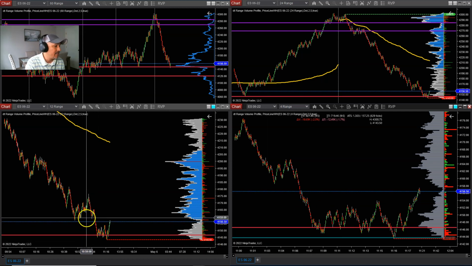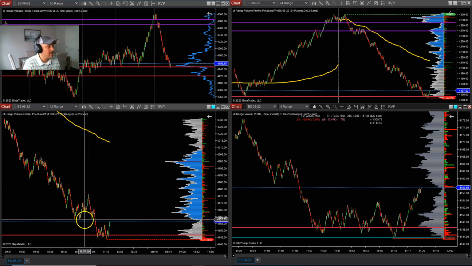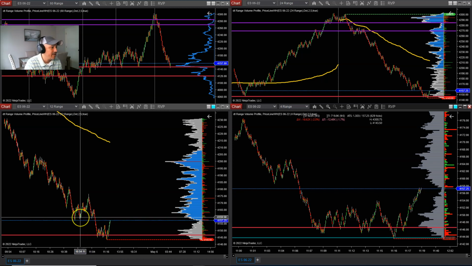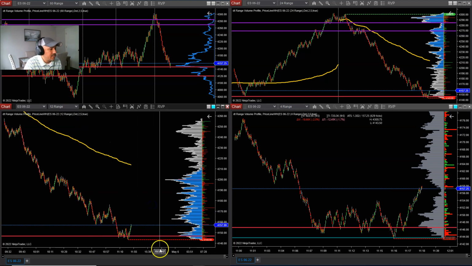See price hitting that area right there? Look at it. What did I say? I said price will come up there and test that 57 area, 58 area. It just did. All right. Okay. So let's take a look at this thing.